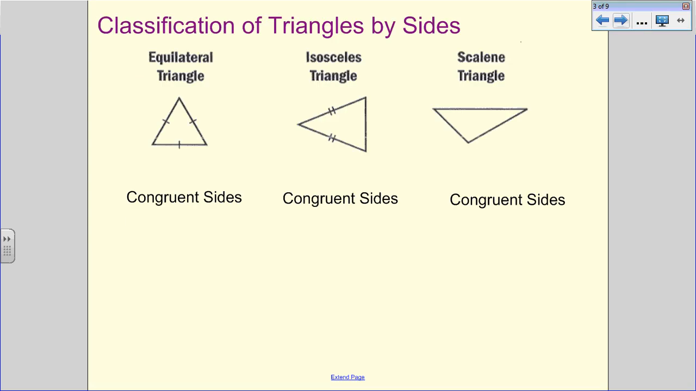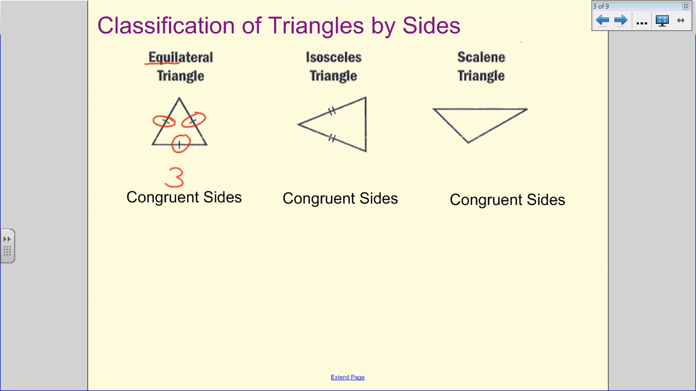All right, so let's take a look at what we have here. Classification of triangles by sides. We have one that's called an equilateral triangle. Hopefully when you look at that, you're seeing the word equal. Lateral is referring to sides. So we have equal sides. They show that because all three of the sides are marked as congruent. And so for an equilateral triangle, they have three congruent sides.